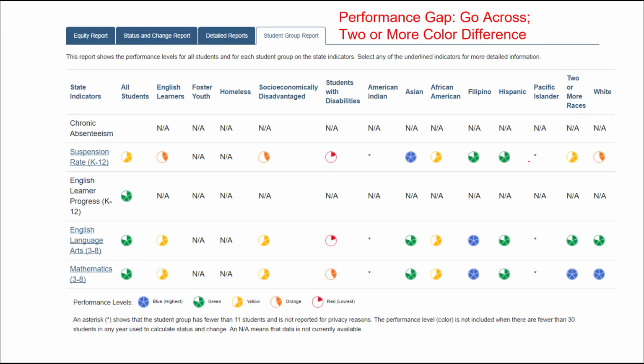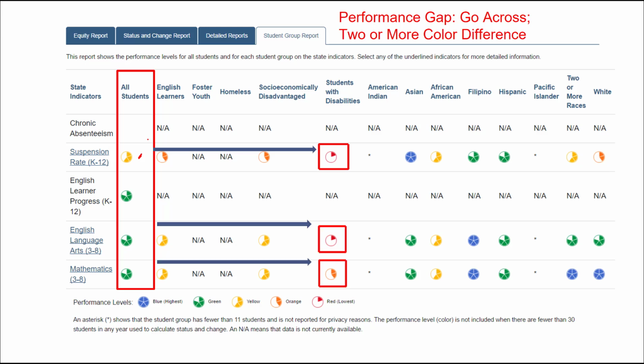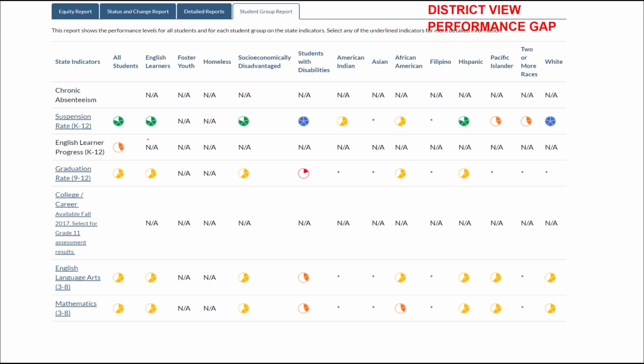Here's another example. If you want to pause this to see if you can determine where performance gaps are, again, you would look at the all students first. Then you're going to look across, so with a suspension rate with orange, let's look across to see if there's a red. Sure enough, there's a red, so that's a performance gap. And we look at ELA indicator, there's another performance gap, and another performance gap with math. And so students with disabilities are showing up with performance gaps and also areas of greatest need.